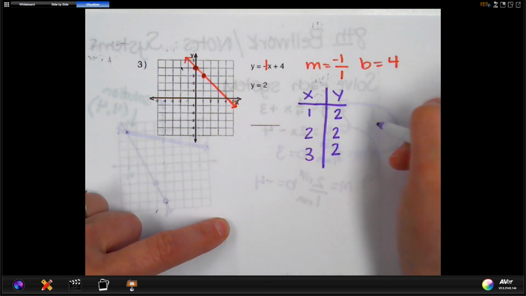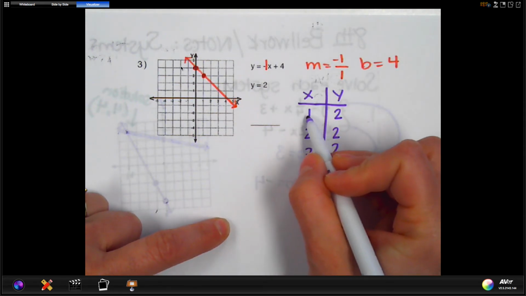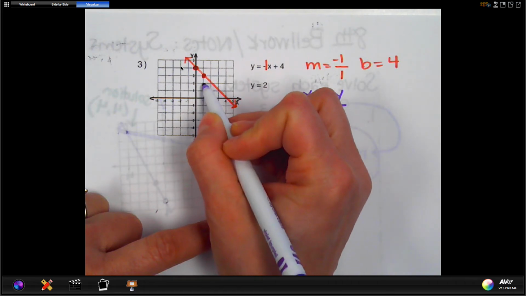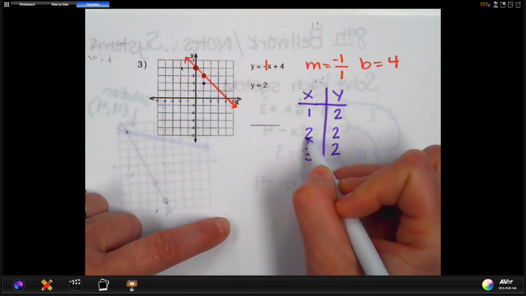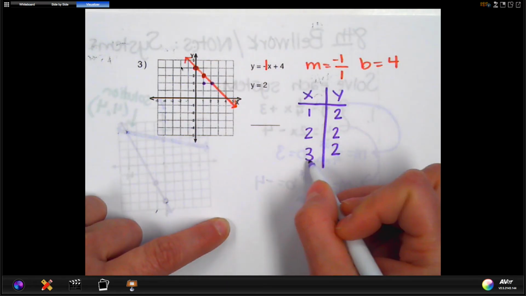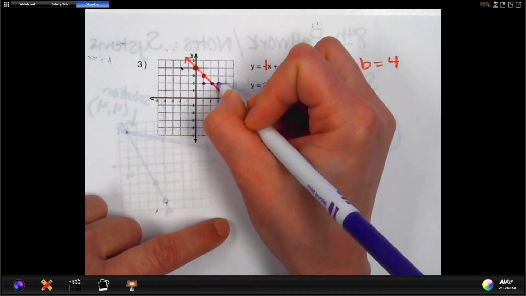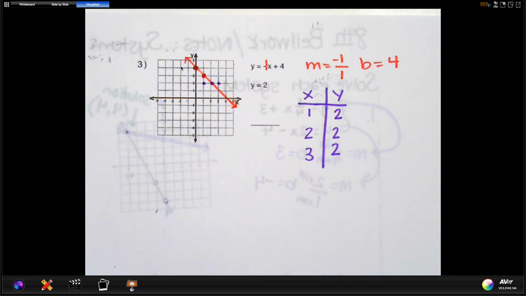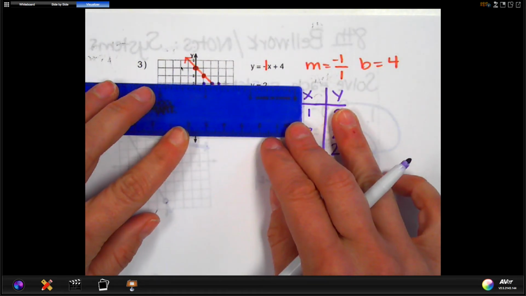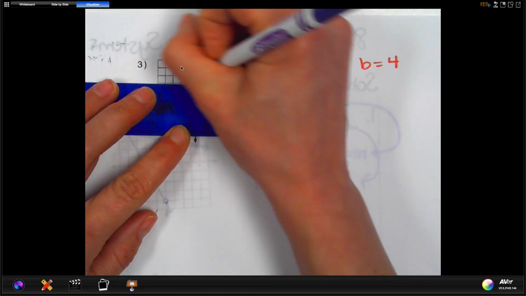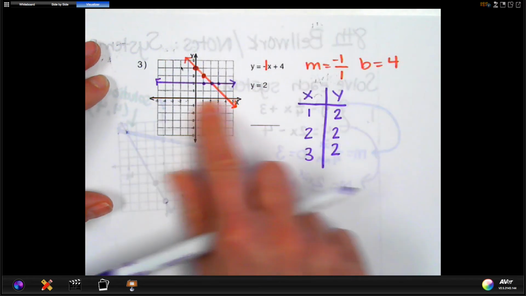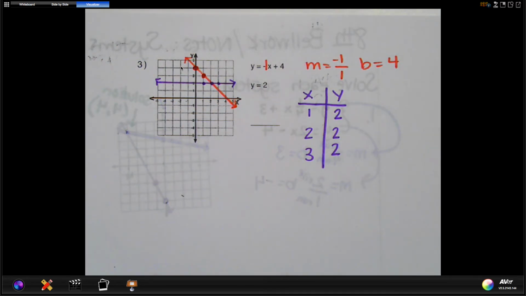And so what that means is we've got ordered pairs. When x is 1, y is 2, so write (1, 2). When x is 2, y is 2, so write (2, 2). Write (3, 2). And it will show you the line that it's going to graph. It graphs this straight horizontal line at 2. That's the line that it graphs, the horizontal line.